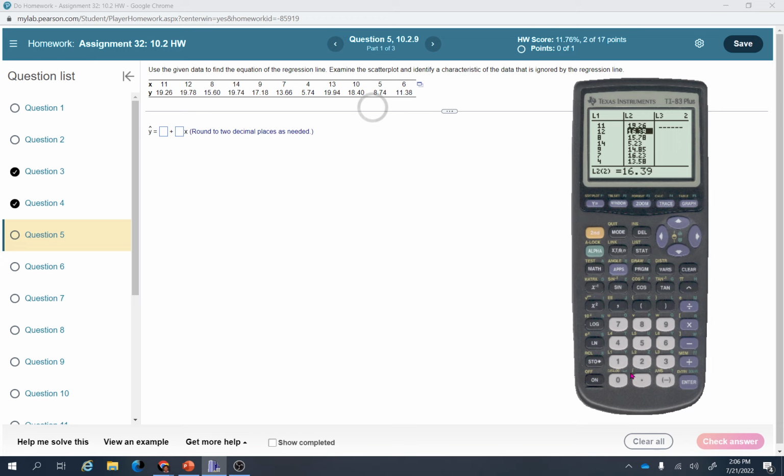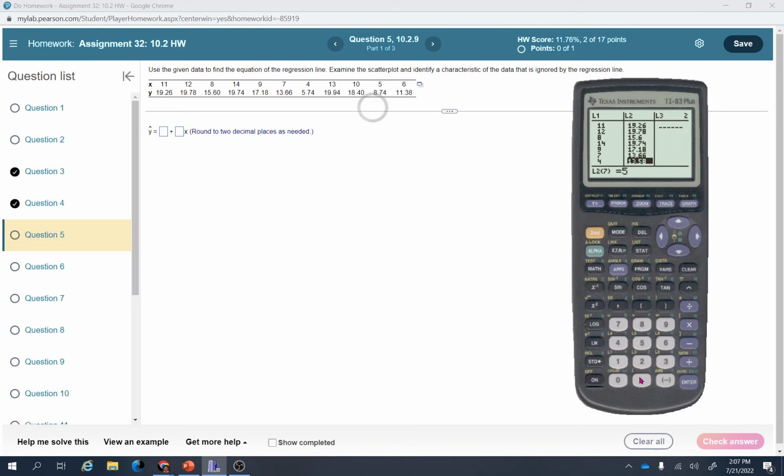When x is 12, y is 19.78. When x is 8, y is 15.6. When x is 14, y is 19.74. When x is 9, y is 17.18. When x is 7, y is 13.66. I'm just deleting the old data and entering the new data. Okay, when x is 4, y is 5.74.